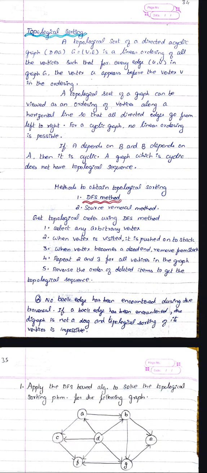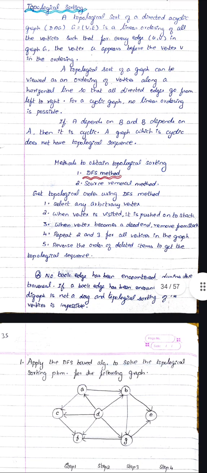Topological sorting: the topological sort of a directed acyclic graph, DAG, G equals (V, E), vertices and edges, is a linear ordering of all the vertices such that for every edge (U, V) in the graph G, the vertex U appears before the vertex V in the ordering. A topological sort of a graph can be viewed as an ordering of vertices along a horizontal line so that all directed edges go from left to right.